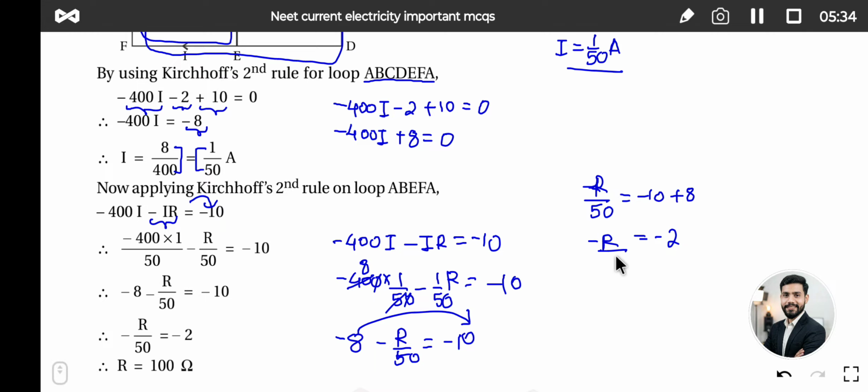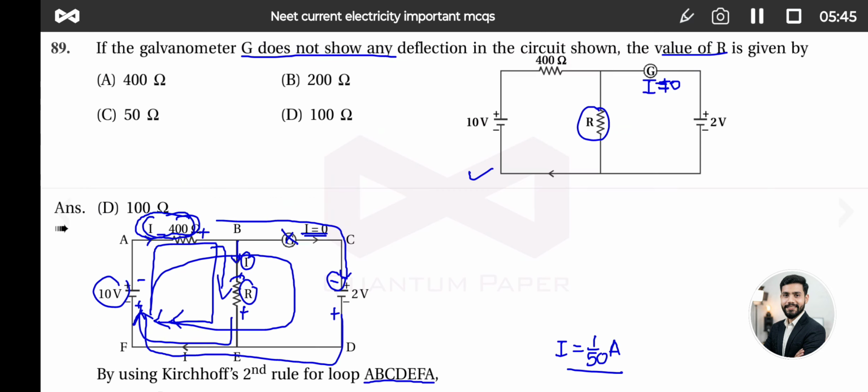So minus R upon, if we multiply this 50 here, it becomes minus 100. So if we cancel out the minus sign, the value of R is nothing but 100 ohm. So our correct answer for this question is 100 ohm.